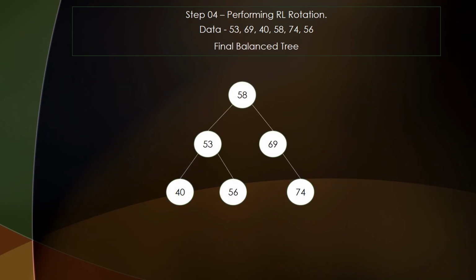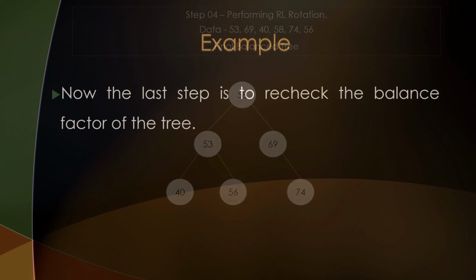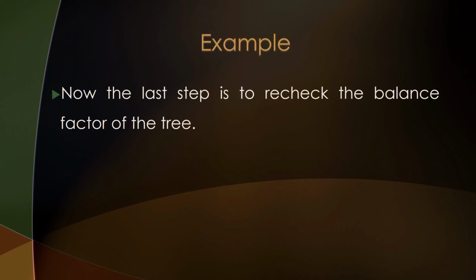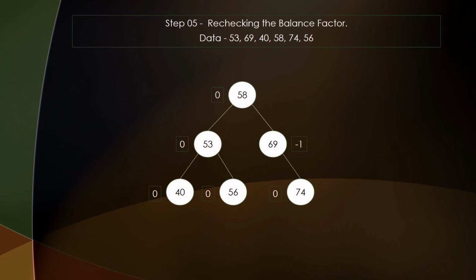Now the last step which you need to perform is to recheck the balance factor of the tree. Although you can see that the tree has been balanced, the last step needs to be performed in the examination, else you will lose your marks. So this is how we have calculated the balance factor for the tree. Since I've stated earlier that leaf nodes should always have a balance factor of 0, so all the leaf nodes 40, 56 and 74 have a balance factor of 0.